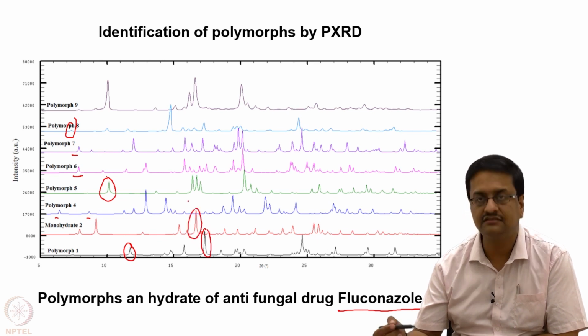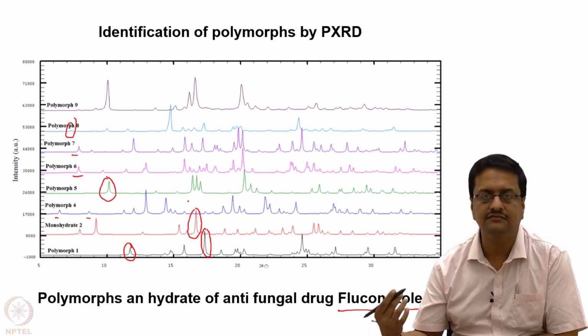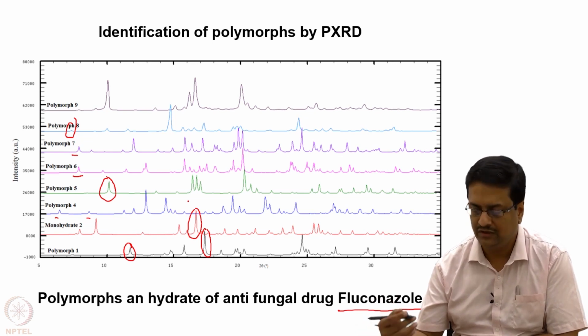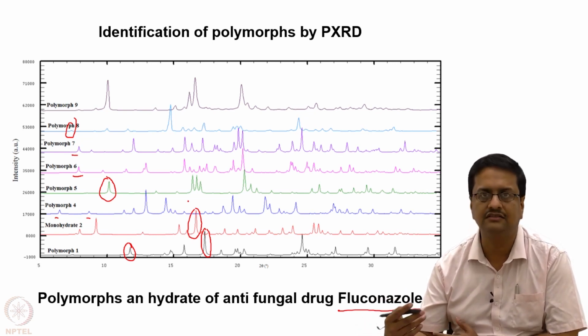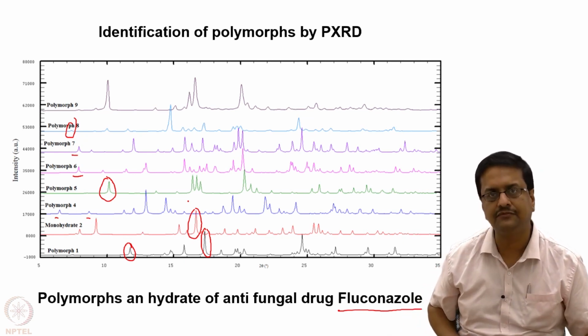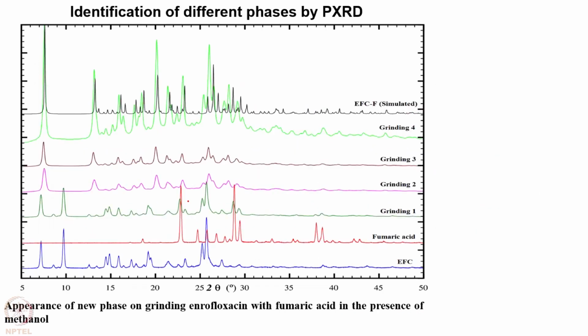So this indicates that a powder X-ray diffraction pattern is very useful in identifying generation of different polymorphs. One can simply compare the powder patterns placed one on top of the other and identify whether they are the same crystalline phase or different. Powder X-ray diffraction patterns can be used to identify different phases. So here what I am trying to show is the follow-up of one experiment.